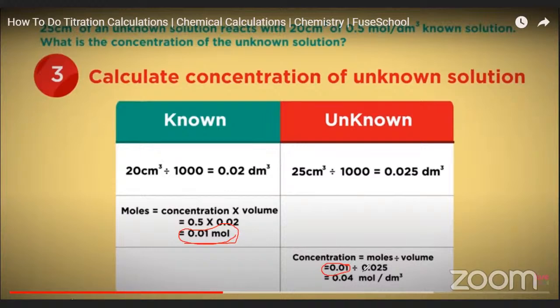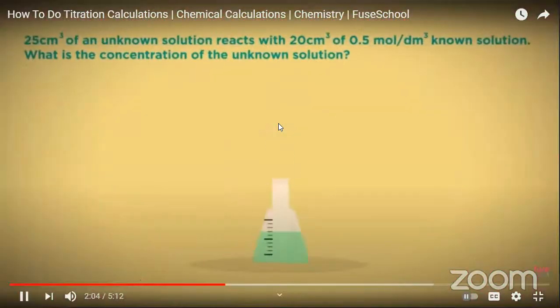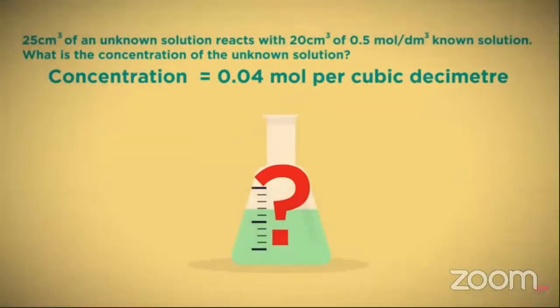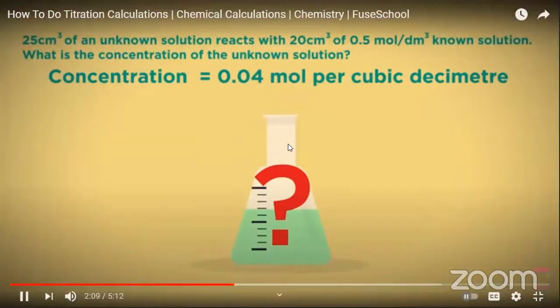So here in the unknown, we are looking for its concentration, which gives us moles divided by volume. Already we were given its volume and we converted it already, okay? So here we just divide and there is your answer, 0.4 moles per decimeters cubed. That is the trick behind. Is there anything confusing there? So the unknown solution was at a concentration of 0.4 mole per cubic decimeter.